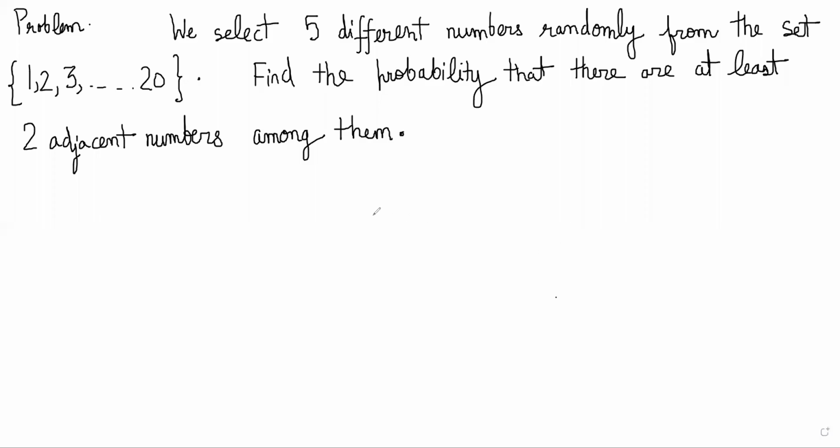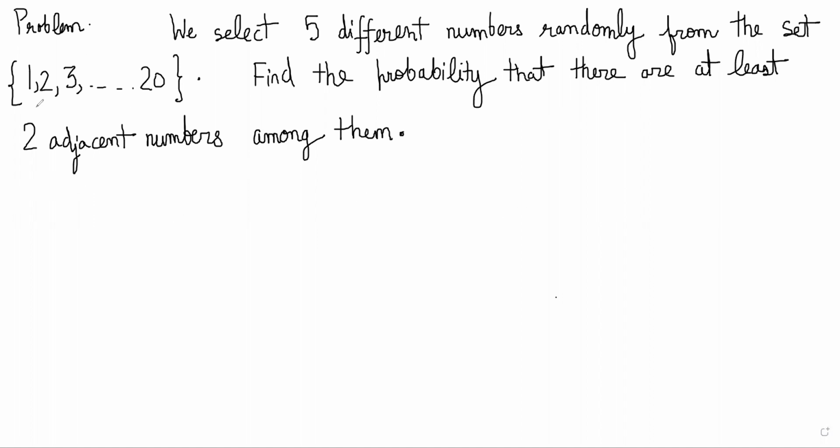Hi. So in this video, what we'll look at is a combinatorics problem. Basically, it's a probability question. We have to select 5 different numbers randomly from the set 1 to 20. And we have to find the probability that there are at least 2 adjacent numbers among the 5 selected ones.